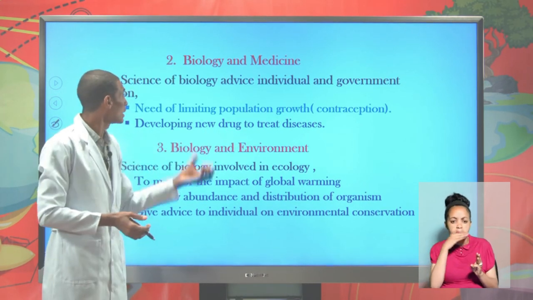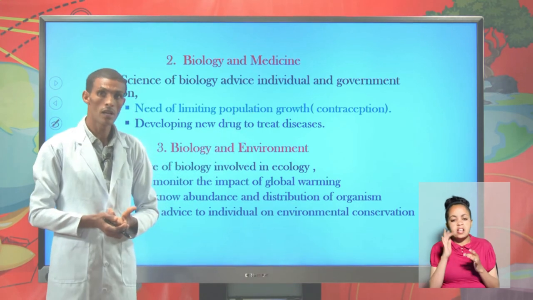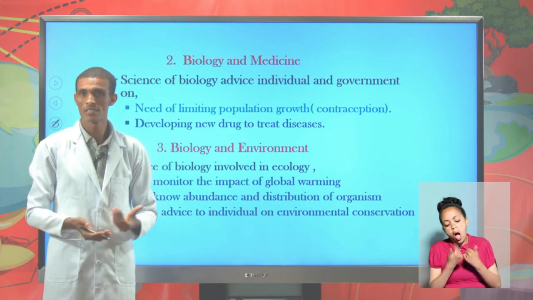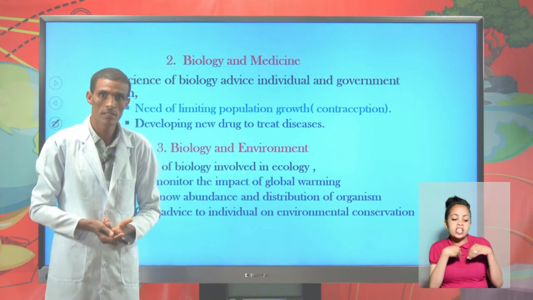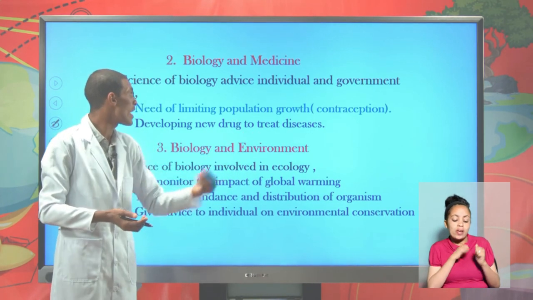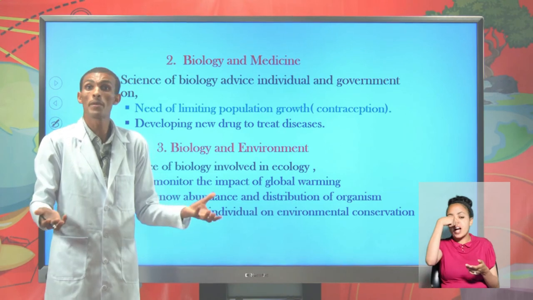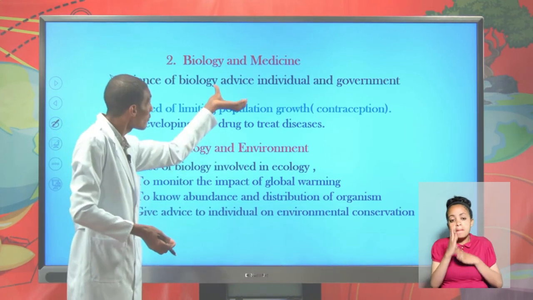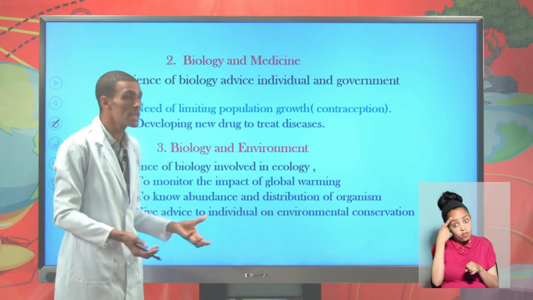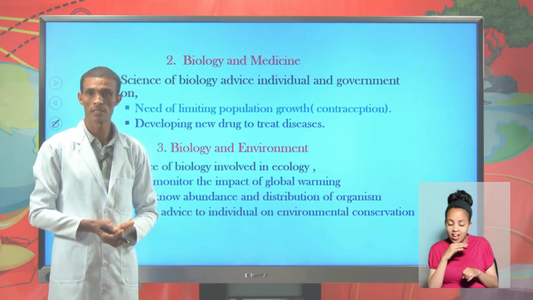Another is the invention of disease treatments: how we can treat a disease, giving advice on the way of treating a disease, how we can develop new vaccines, how we can develop new tablets and new drugs. So biology gives advice to individuals and governments.